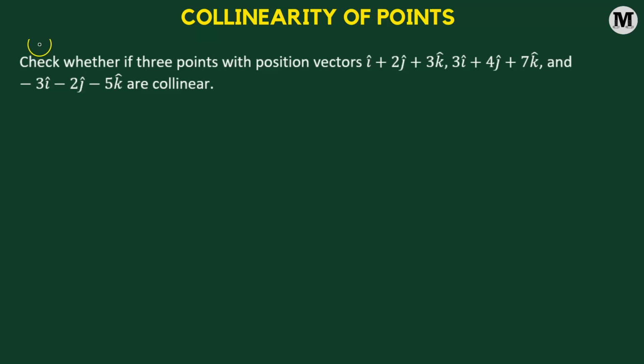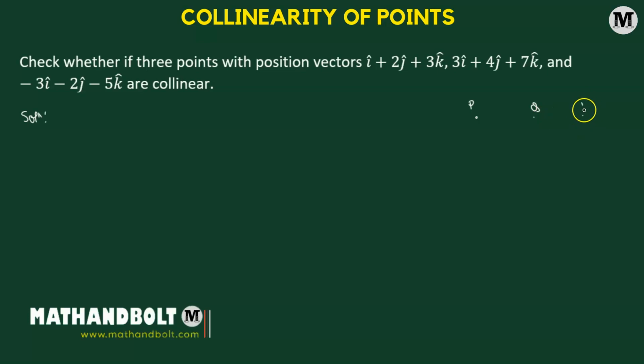So here in this problem, we need to check whether 3 points whose position vectors are given to us are collinear or not. Okay, let us begin. So what we'll do, we'll first consider 3 points. Let's say these 3 points are point P, point Q, and point R.